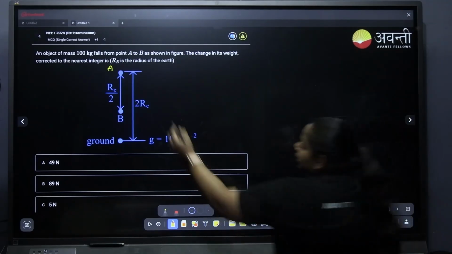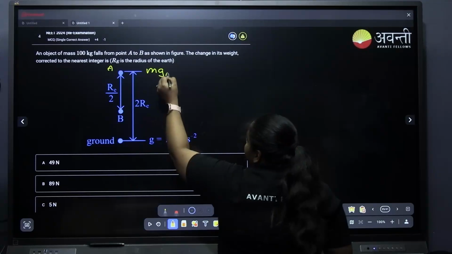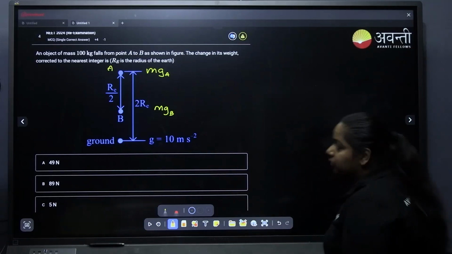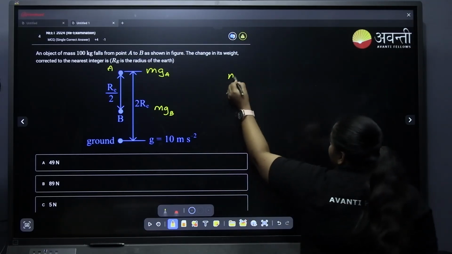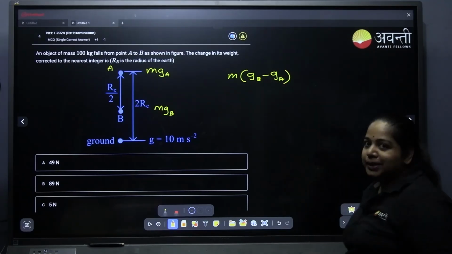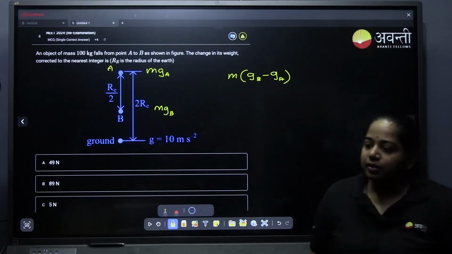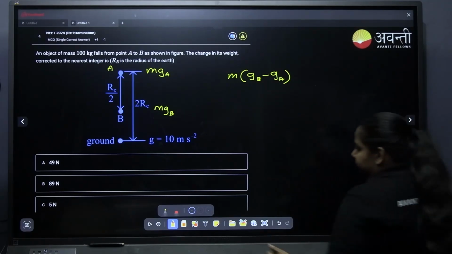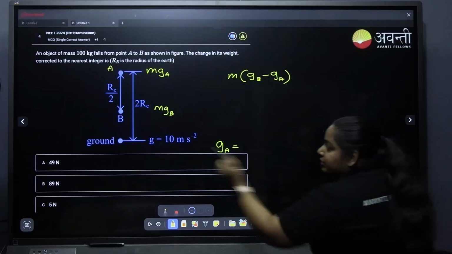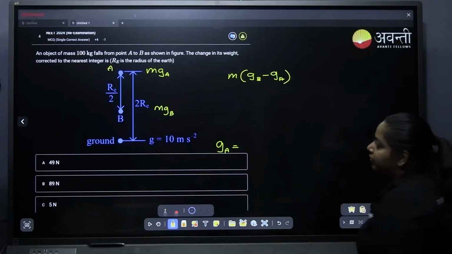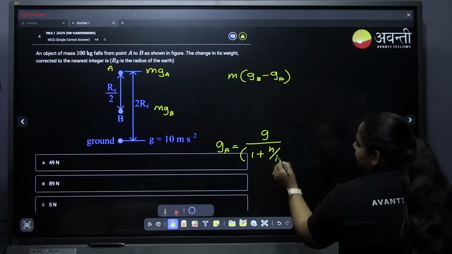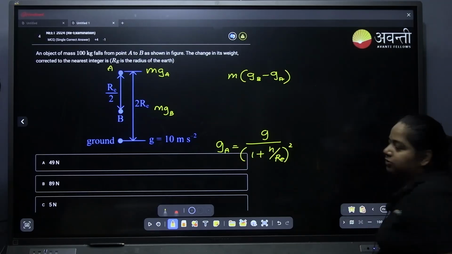Okay, so we have to find mg at point A and mg at point B, then find the difference. Basically we have to find m into (gB minus gA) or (gA minus gB), whichever is the bigger value. Now at point A, what will be g? Since the height is comparable to the radius of Earth, we have to use the formula g divided by (1 plus h by Re) the whole square. This formula you have to use.